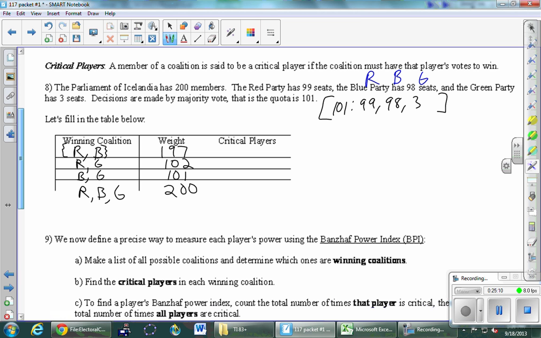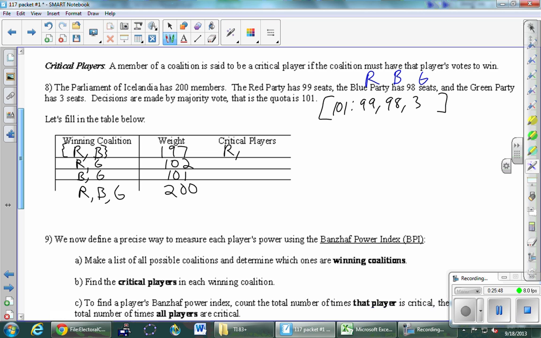So how about we look at this first row, and we'll just look at the R candidate right there. I want to know if it's really necessary for R to be there. Well, in order to answer that question, we just temporarily cross R off. Now how much weight does this coalition have? B has only 98 by themselves. Is that enough to win? No. So in some sense, it's really important that R is there, because if R isn't there, they lose, which is why we call R a critical player. It is critical that they are there in order for that coalition to stay winning. So R is critical.